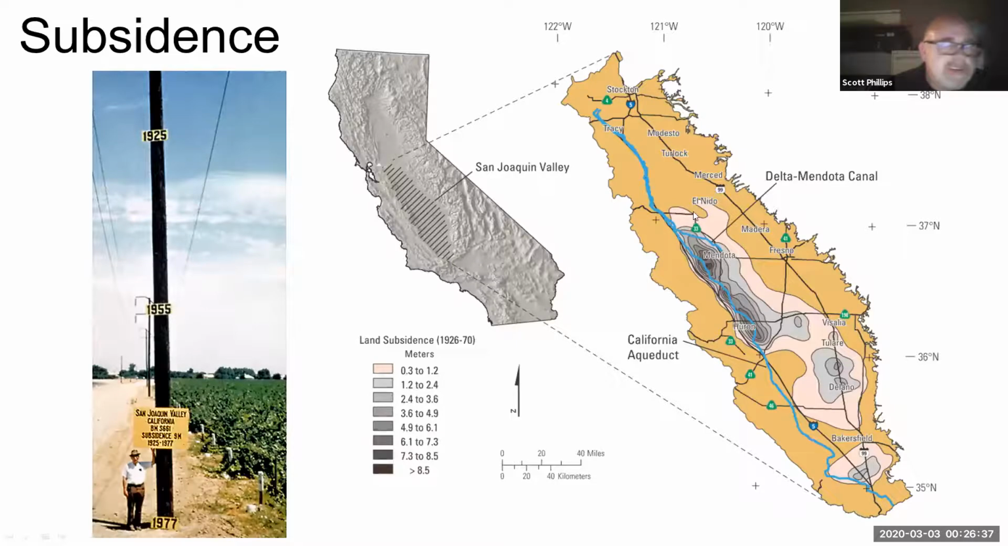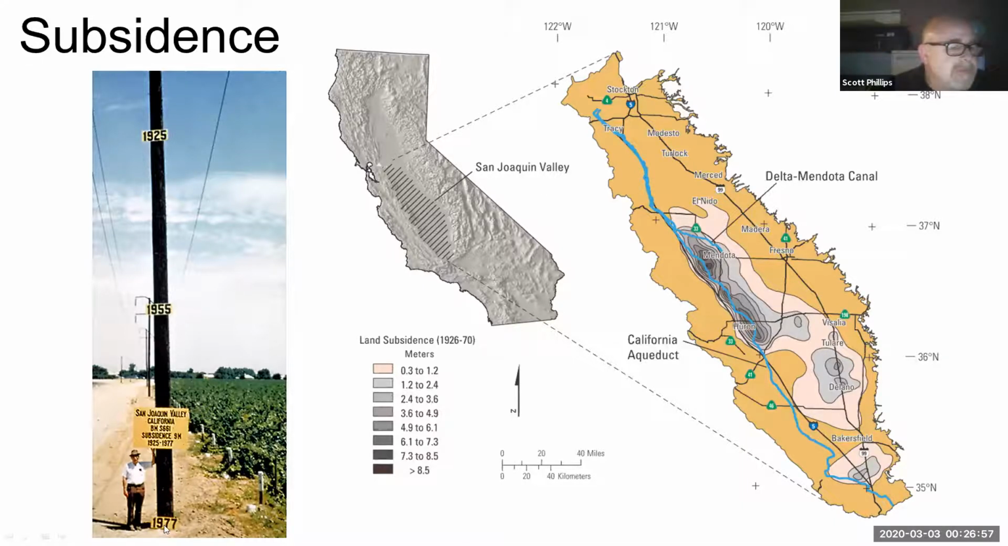So here's an image showing subsidence in the western San Joaquin Valley. This was a big problem from the 1920s up to the 1970s before new canal infrastructure brought more water to reduce the amount of pumping that was happening in areas from Mendota down to Huron.